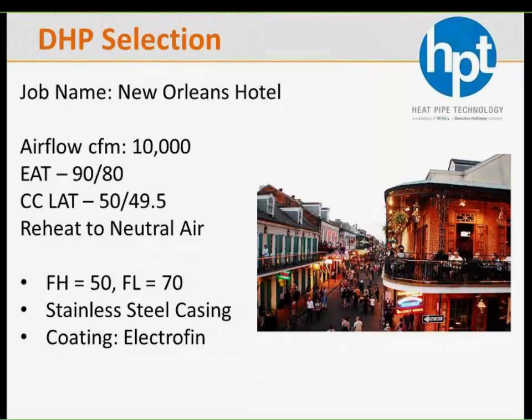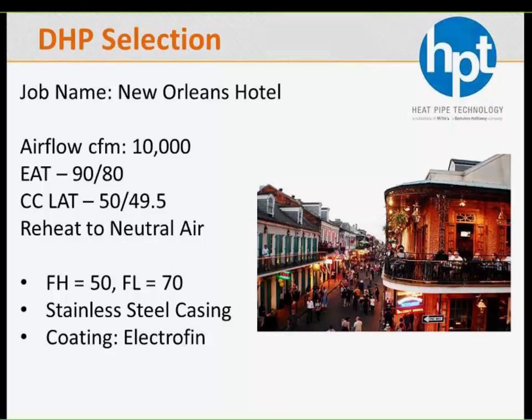Let's assume this is an airflow, 100% outside air unit, 10,000 CFMs, 90/80 entering at design. I'm leaving my cooling coil at 50/49.5. Let's say this is a hotel and this unit's actually feeding my hallway. So I'm looking for kind of a reheat to a neutral air temperature of about 68 to 72 degrees.